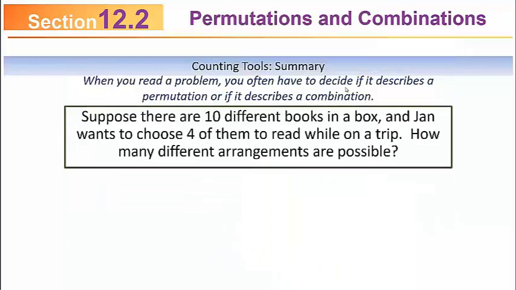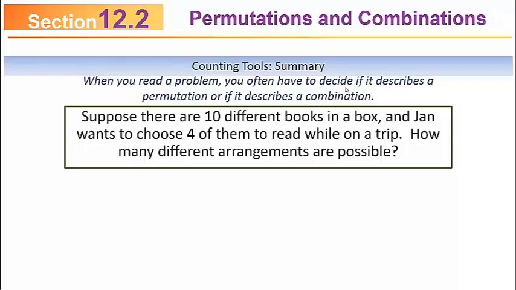Let's do another example. Suppose we've got that 10 different books again, but this time Jan wants to choose 4 of them to read while going on some trip. Maybe she's taking them into the car with her. How many different arrangements are possible? Now, how is that different from putting books on a bookshelf? Well, if you're putting books on a bookshelf, you're arranging the books in different order. Here, Jan doesn't care which book is chosen first. She is simply going to grab 4 books and bring them with her on the trip.